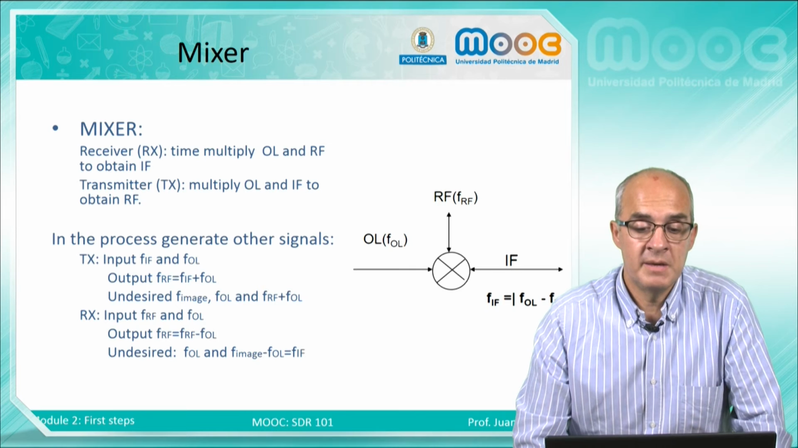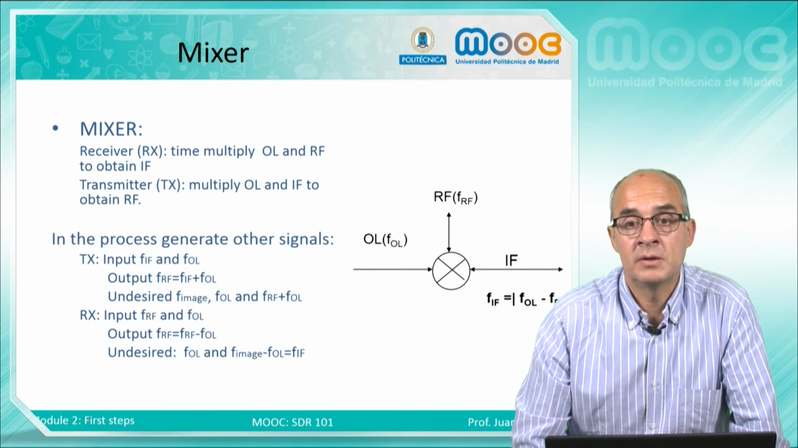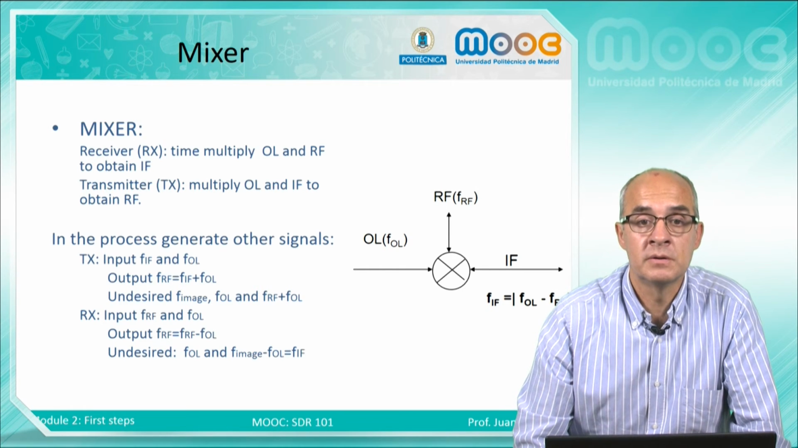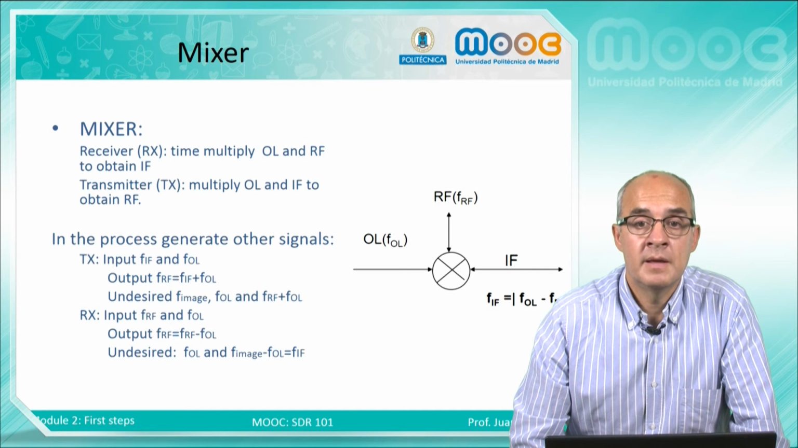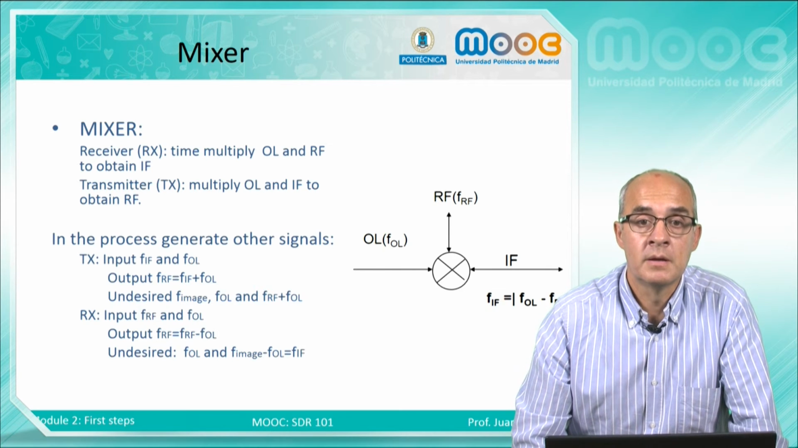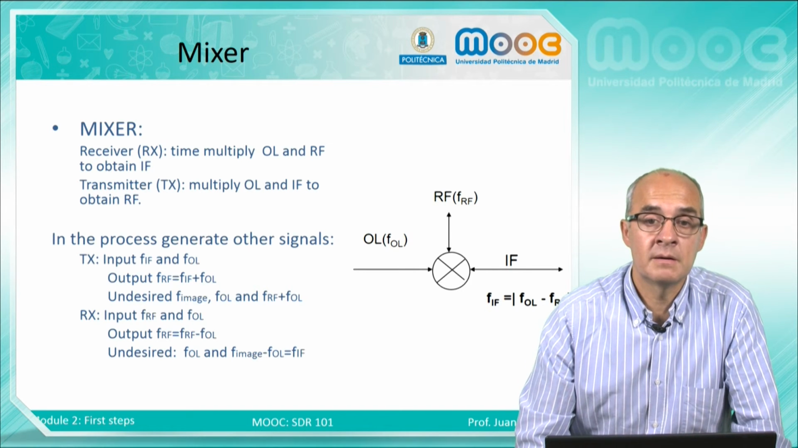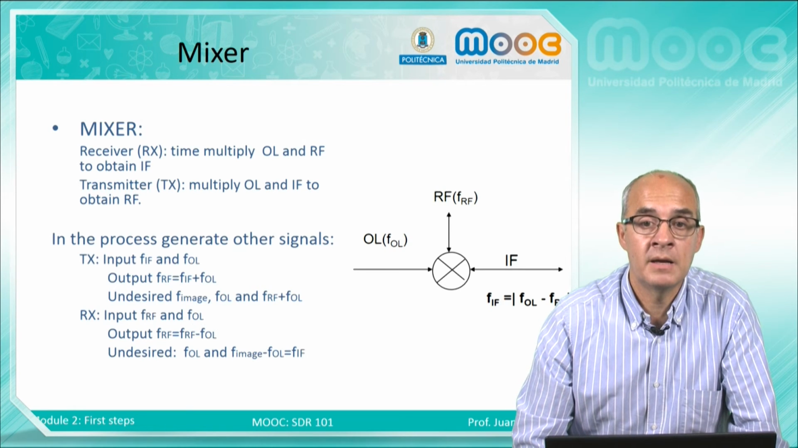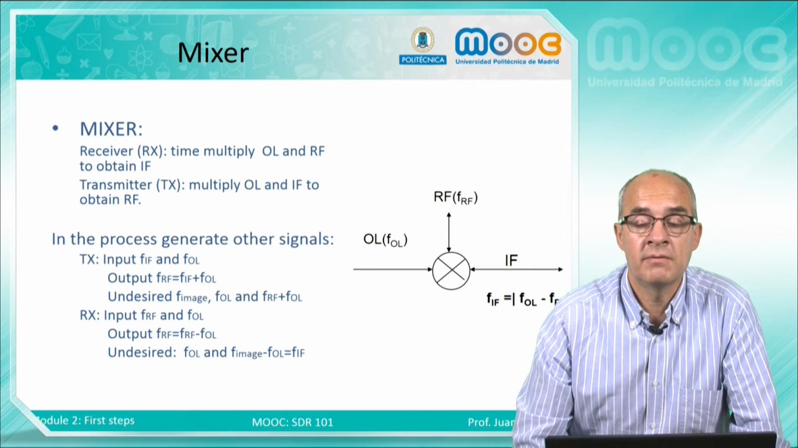The second block is the mixer. The mixer is very important because it has to make the frequency conversion from the receiver or from the transmitter. The mixer in the receiver multiplies the local oscillator frequency with the received frequency to obtain an intermediate frequency. In the transmitter, it multiplies the local oscillation signal by the IF to get an output RF.